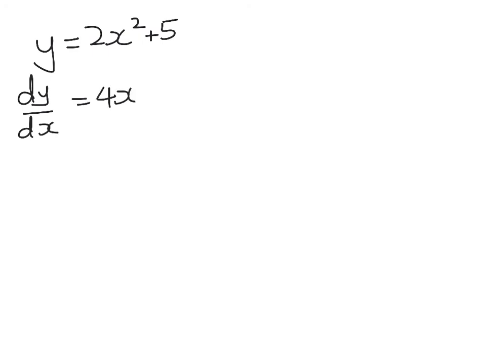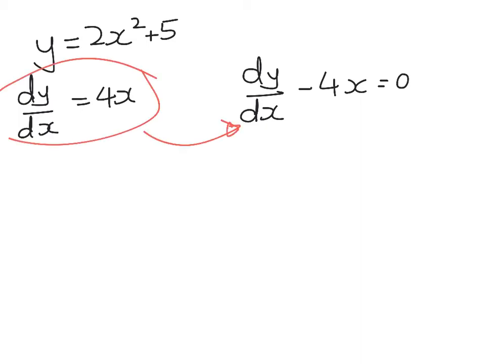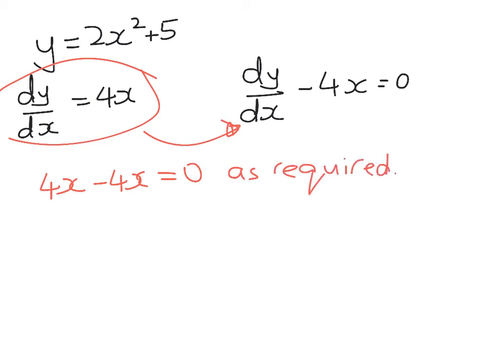Alright, so our proposed solution is y is equal to 2x squared plus 5. So we have dy by dx is equal to 4x. Our differential equation is this: dy by dx minus 4x equals 0. So what we want to do is to take this and substitute it in here, and we'll get 4x minus 4x, and that equals 0 as required. So we're done. That's how we do the easy ones.